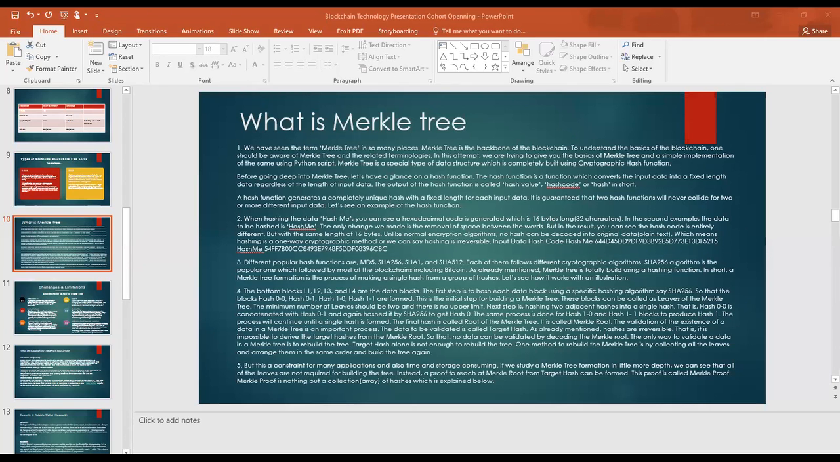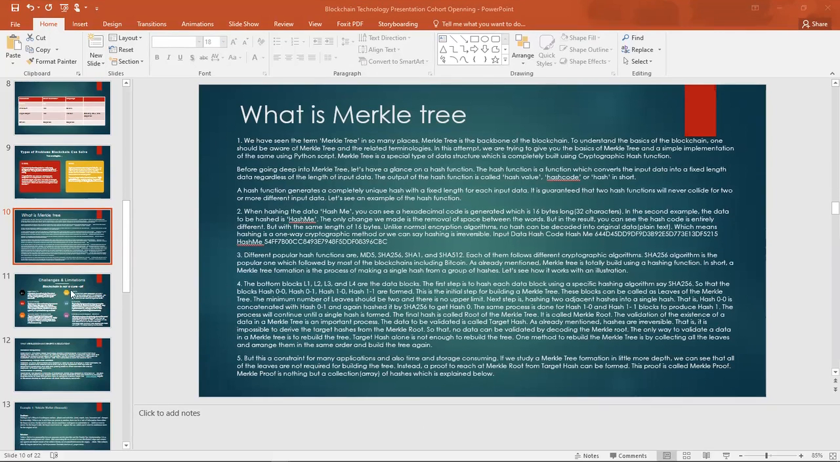So we saw the most popular hash functions, and that is MD5, secure hash 256, SHA1, and secure hash 512, which use different cryptographic algorithms. So secure hash algorithm, we saw that it is the most popular in most blockchains, including Bitcoin. We also saw the different limitations of blockchain.